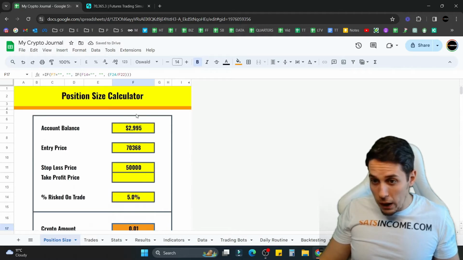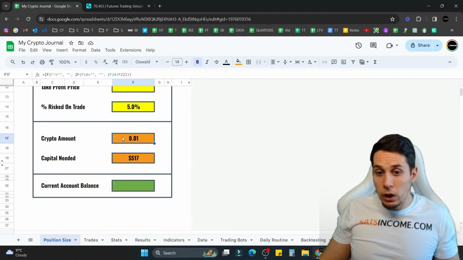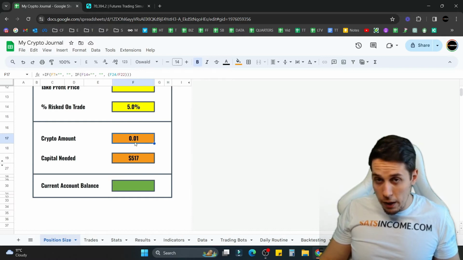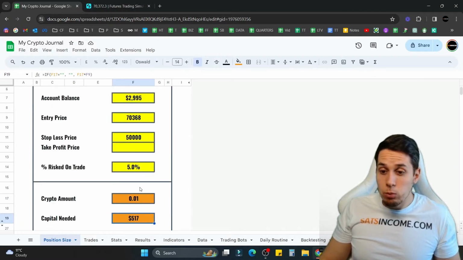Well, once you add all of this data in the yellow cells right here, in the orange cells, you're gonna get the amount of Bitcoin that you have to buy, as well as the dollar amount that you have to invest. So then you just have to go to the exchange which you are using and buy this amount, right? That's what investing with risk management looks like.